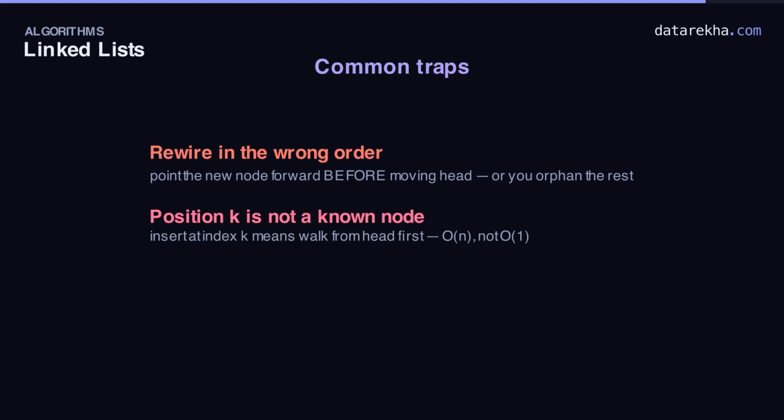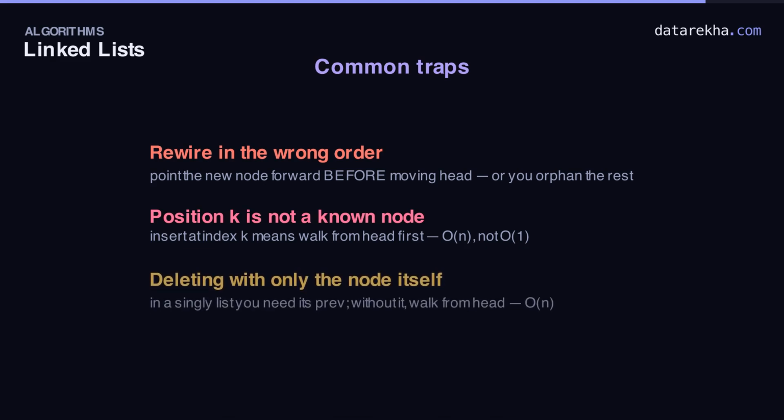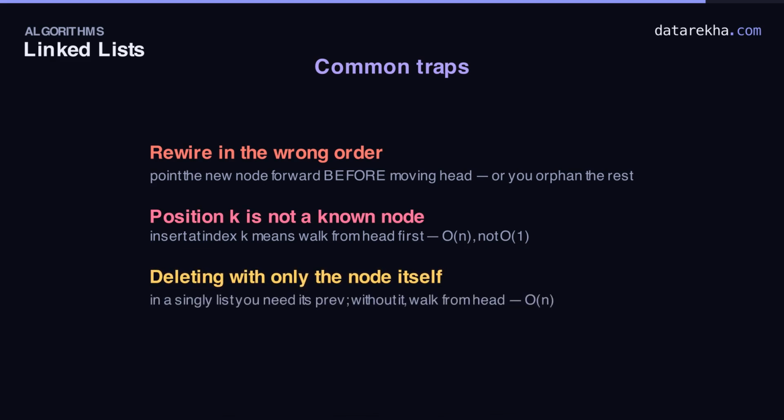Trap 2. Confusing position with a pointer. Insert after node P, where P is handed to you, is order 1. But insert at the kth position means walking from head to reach it first. That's order n. Trap 3. In a singly linked list, you cannot delete a node given only the node. You need its predecessor to rewire. Without prev, you walk from head to find it. Order n. A doubly linked list escapes this.